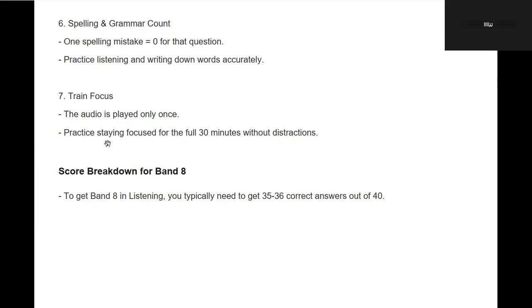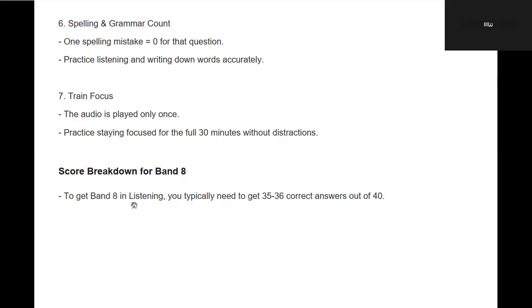Practice is staying focused for the full 30 minutes without distraction. And then, Alhamdulillah, score breakdown for band 8, not 4. I need to stay focused for more than 30 minutes.